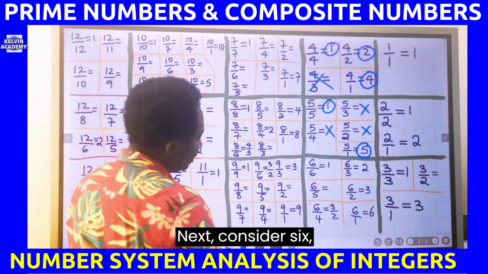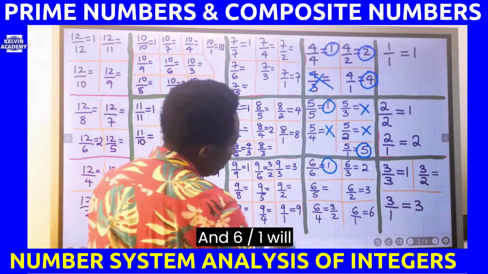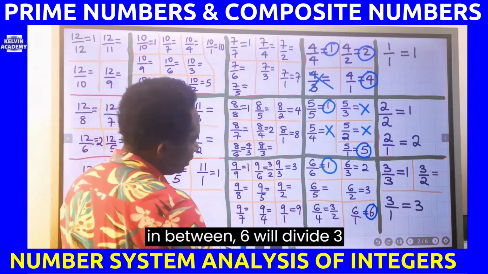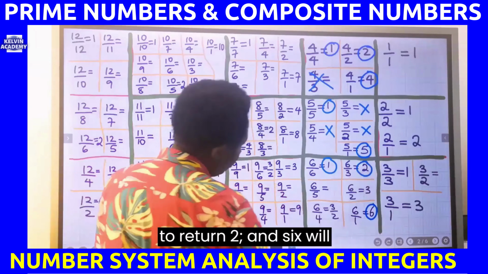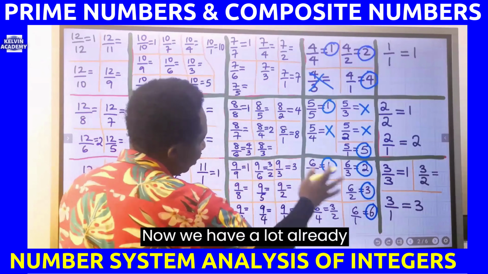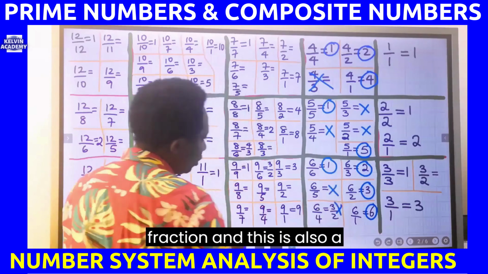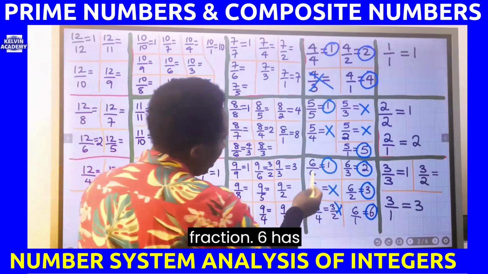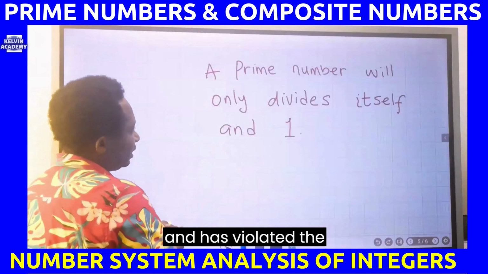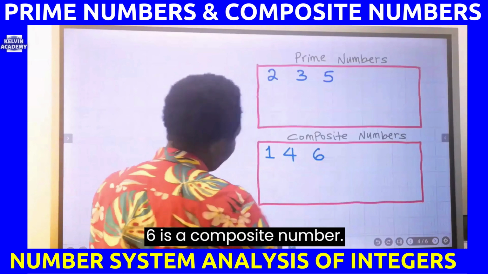Next, consider 6. 6 divided by 6 will return 1. And 6 divided by 1 will return 6. However, in between, 6 will divide 3 to return 2. And 6 will divide 2 to return 3. Now we have a lot already, more than 2. This is a fraction and this is also a fraction. 6 has performed 4 actions and has violated the definition of a prime number. 6 is a composite number.